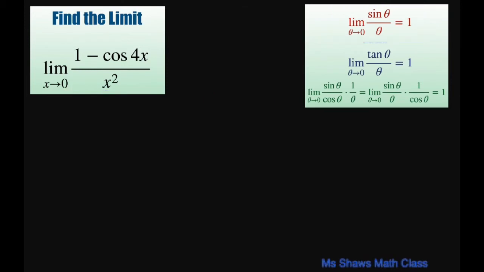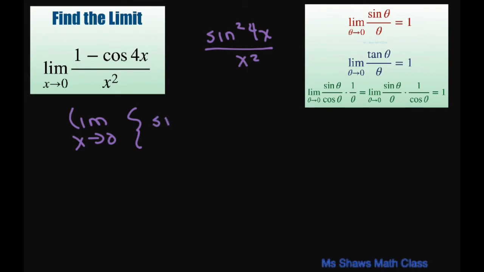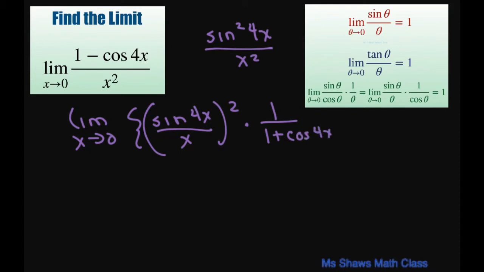So what I'm going to do is write this as the limit as x approaches 0 of, and I'm going to pull out the square. So before we had sine squared of 4x divided by x squared. I'm going to pull out that. I'm going to have (sine of 4x divided by x) squared times 1 divided by 1 plus cosine of 4x. All right. Now from here, I still have this problem. These angles have to be the same, and they're not.